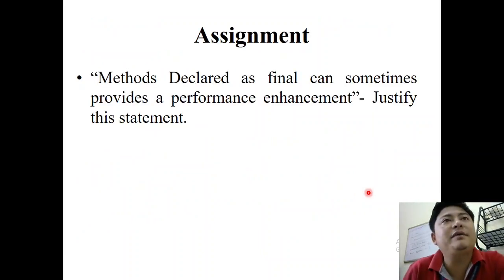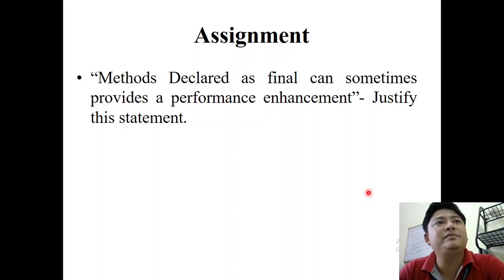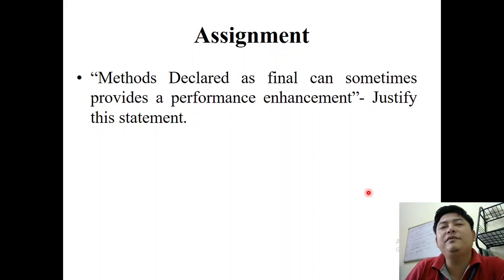So now this is the last thing. Most of the time we have seen a kind of proverb: a method declared as final can sometimes provide performance enhancement, justify the statement. We all have studied, from our previous session, the use of the final keyword. Why do we use it? What happens when we use the final keyword with the data member? What happens if we use the final keyword with the member function, etc. So when we use the final keyword in different scenarios, how does it affect the execution or performance? You can have a look and find your own answers. It will be interesting.